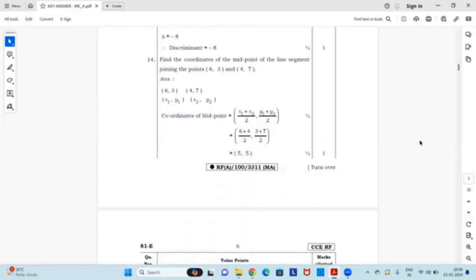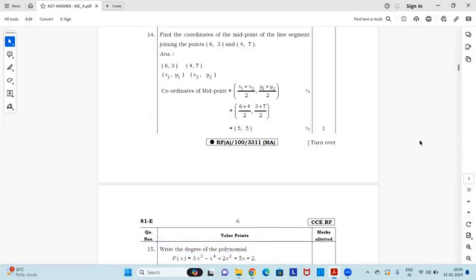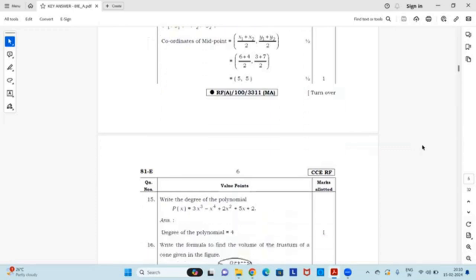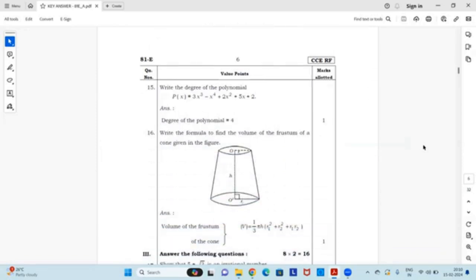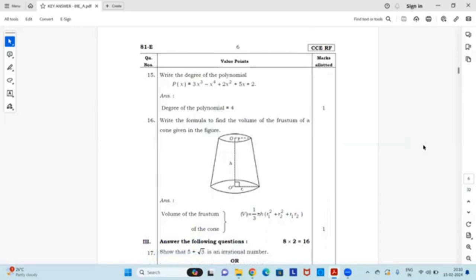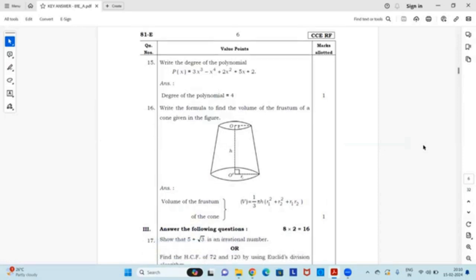Coming to question 14, find the coordinates of the midpoint of the line segment joining the points (6, 3) and (4, 7). So again, the steps are given, coordinates of the midpoint. Okay, how it is simplified, look for the steps properly. Okay. Next question 15. Write the degree of the polynomial. So the degree of the polynomial is 4.